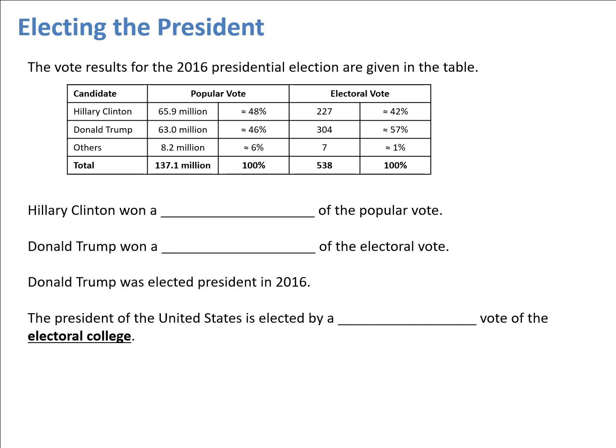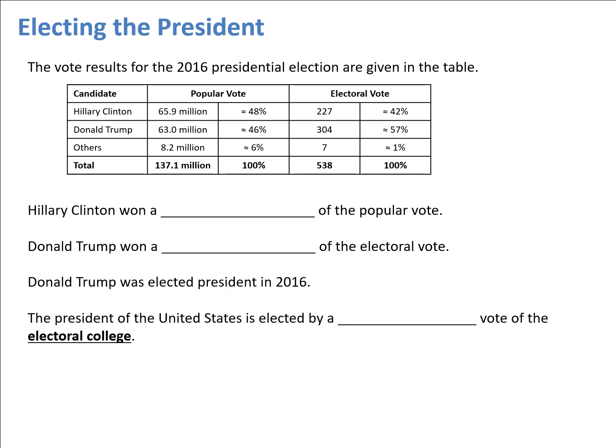There were multiple other candidates. I've just lumped them together as others. But what we can see here is that the popular vote, which would be individual people voting for president, Hillary Clinton got 65.9 million votes. That's about 48% of the votes. Donald Trump got 63.0 million, and then the other candidates got about 8.2 million. But as you can see, Hillary Clinton got more votes, 48% of the votes, compared with Donald Trump's 46%.